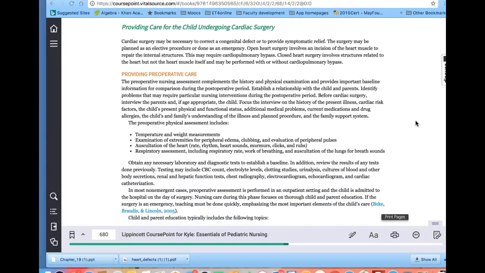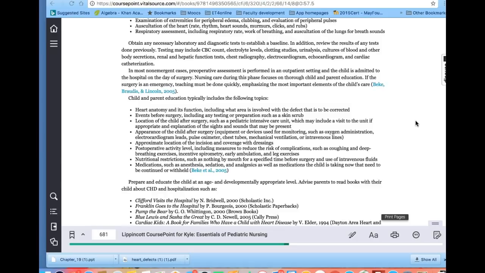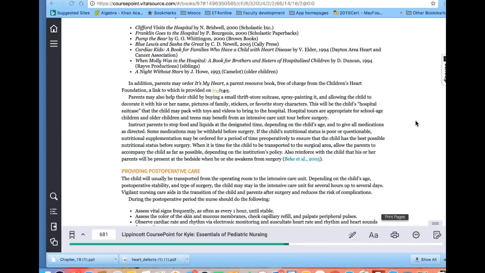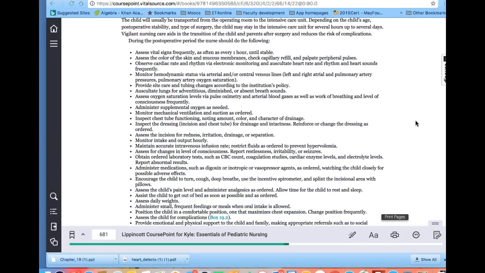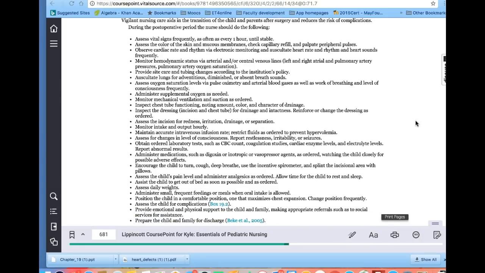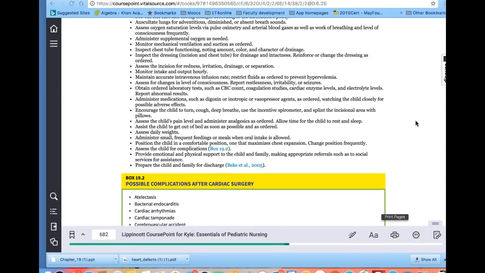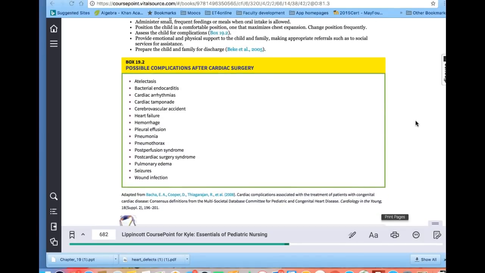All right, so this starts to talk about child undergoing cardiac surgery, and a lot of these kids will end up with cardiac surgeries. So I want you to read through this. Very important post-op care. Lots of bullet points listed there. So I would definitely know those. Some possible complications after cardiac surgery. I would definitely know those. And know that heart failure, even after cardiac surgery, could be a complication.